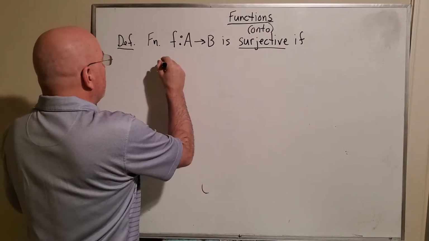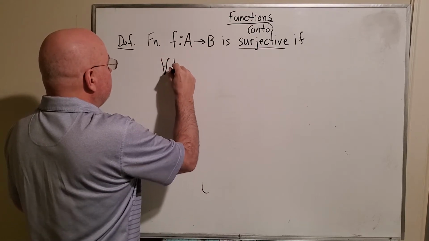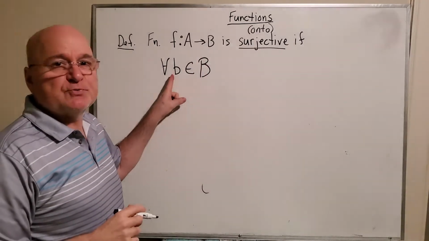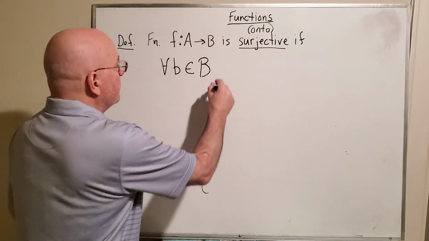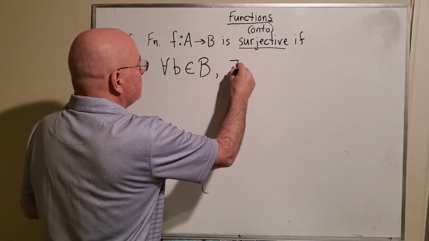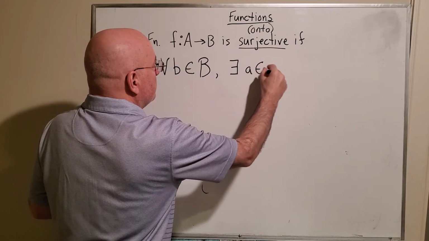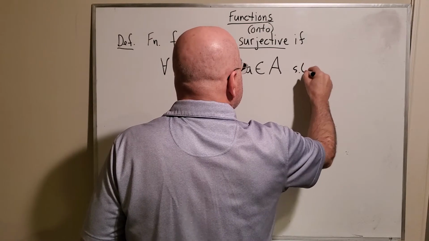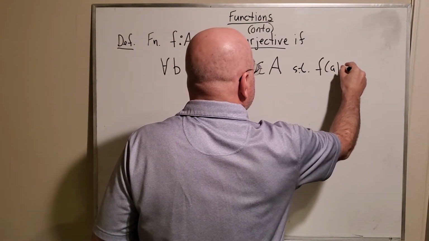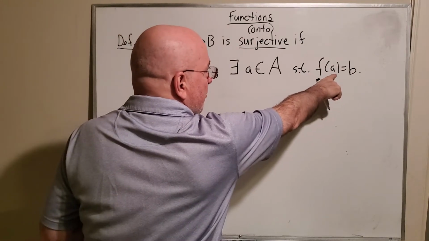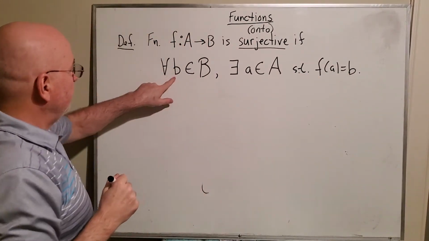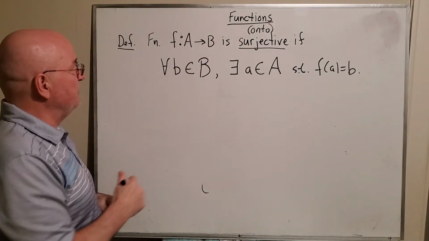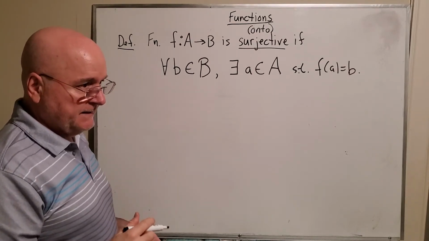F is surjective if for every b, little b, that's in this set, so this is an arbitrarily chosen point, there exists an a in this set such that f of a equals b. This means that there is a point in A mapping to that b that we chose here. And this is for every b. So every single point in B is getting mapped to. That's the definition of surjective.